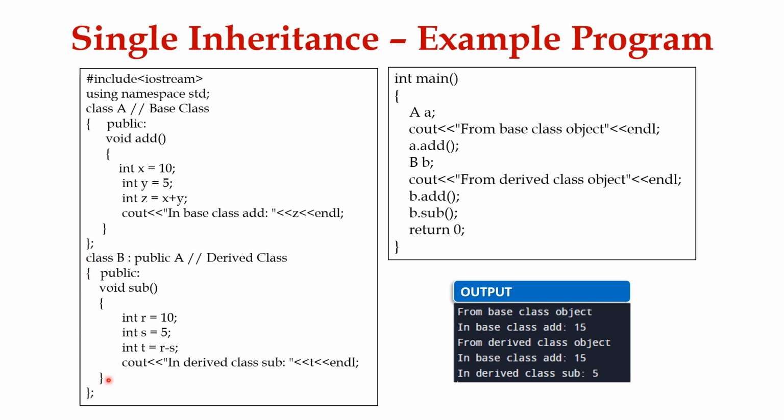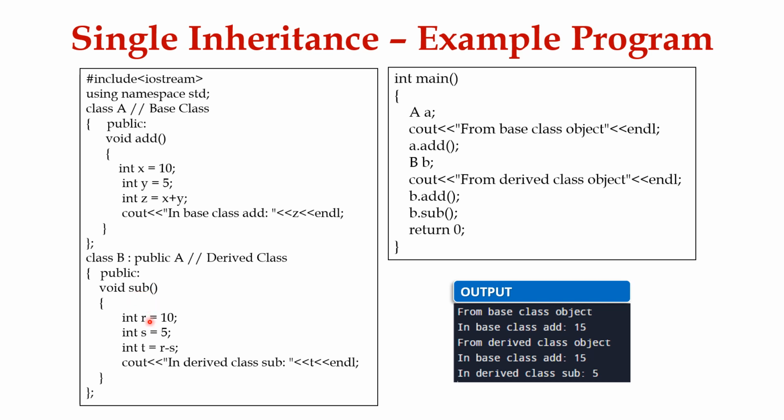Next we have declared a class B. In order to inherit the properties of the base class A, we have used the syntax class B colon public class A, that is the base class. So the derived class B is inheriting the properties of the base class A. Here we have given the public access specifier for the method which is declared inside the subclass or derived class, which is called sub.